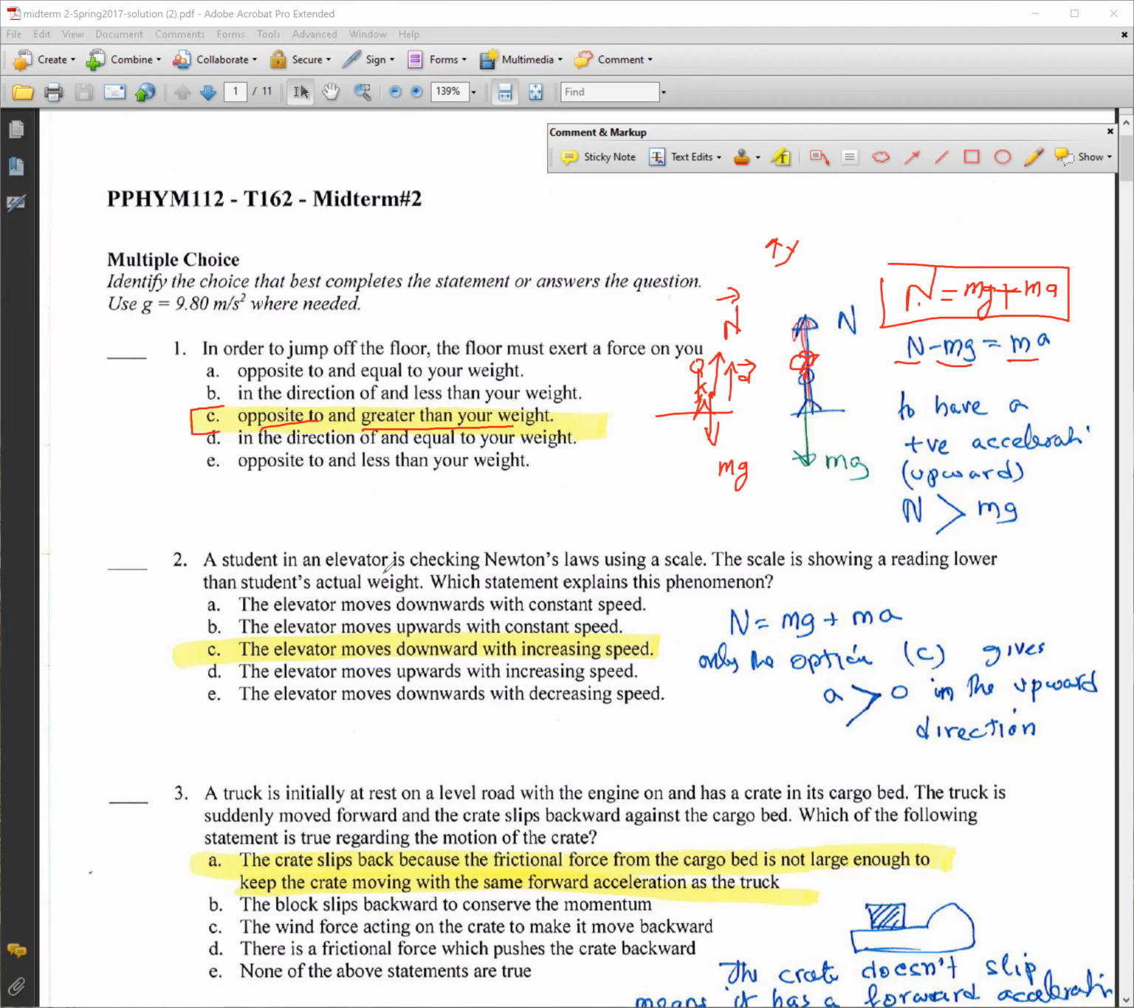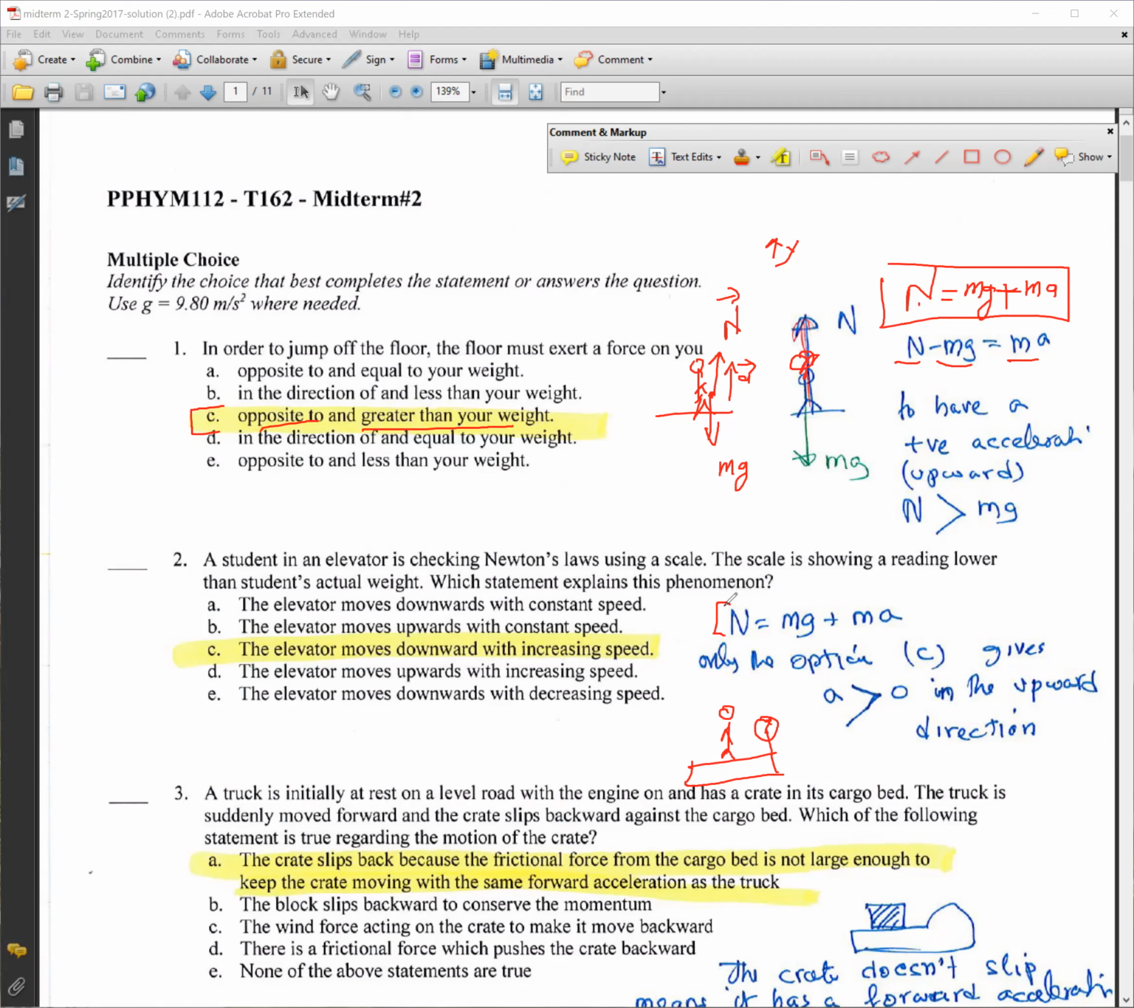Question number 2, we have a student in an elevator checking Newton's law using a scale. Now the scale is showing a reading that is lower than the student's actual weight. Which statement explains this phenomenon? Now we're talking about the apparent weight. We had similar questions in the other midterms. Again, a student standing on an elevator. We've seen this question countless times now.